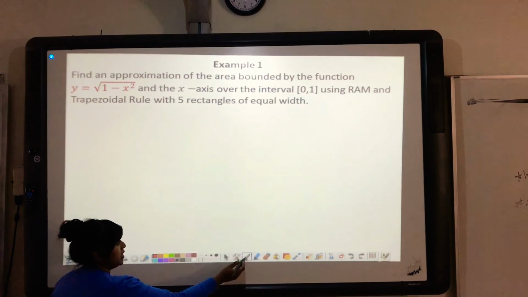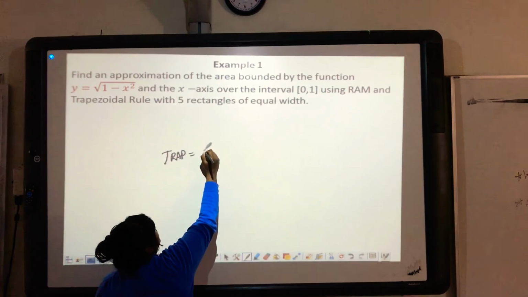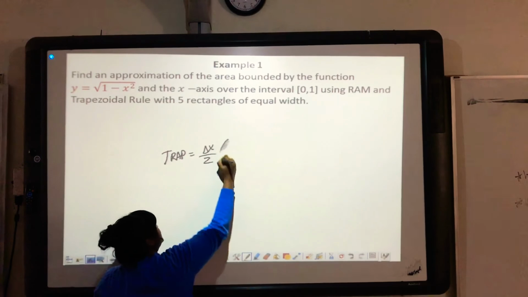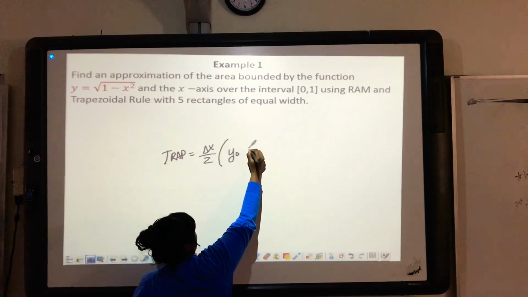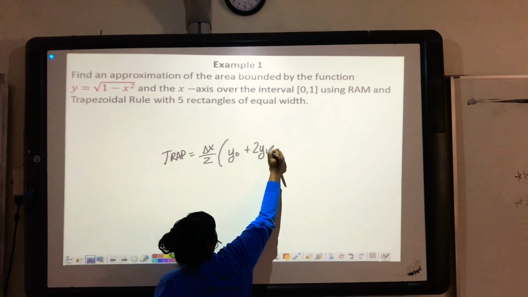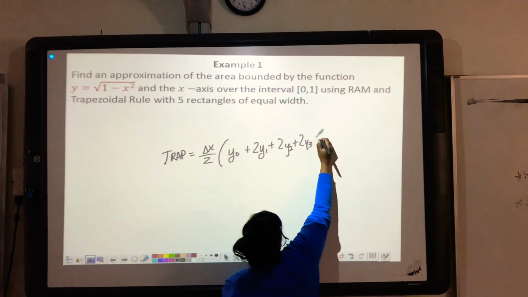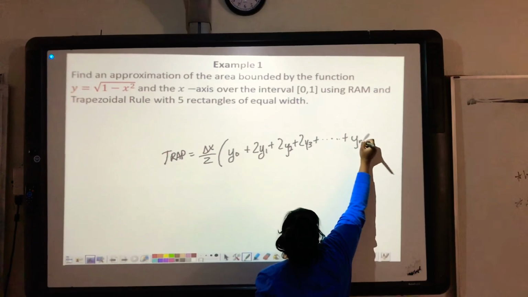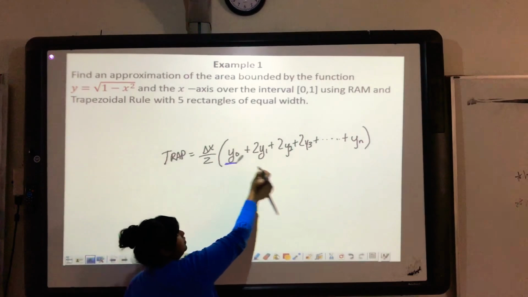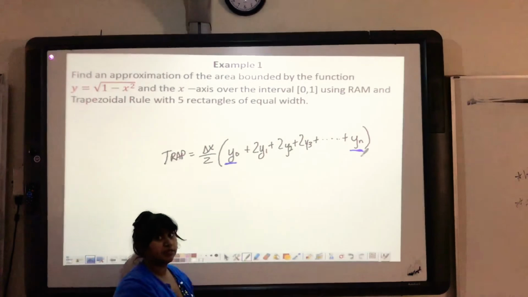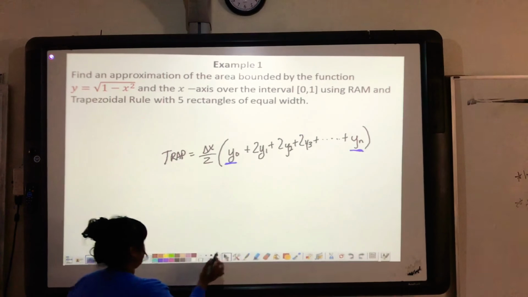Well, what happens if we're approximating using our trapezoid rule? That's just going to be the formula of delta x over 2 times our first base, y naught, plus 2 times all the middle values, whatever those are, all the way until we get to our last value. The biggest thing to remember with the trapezoid rule is that our initial value and our last value are not multiplied by 2, but every value in between is. And I'll show you why. I'll give you that proof in just a second.